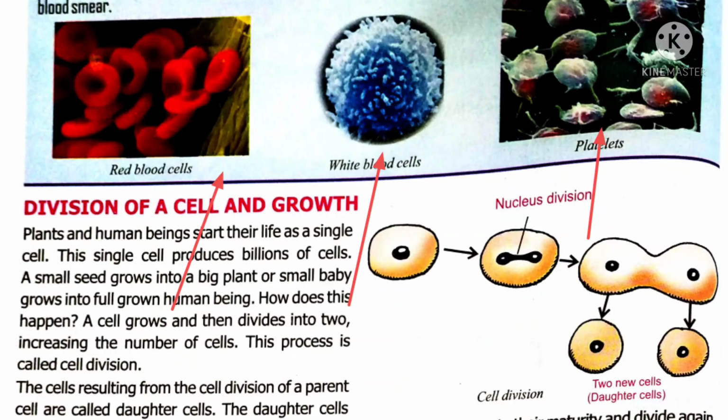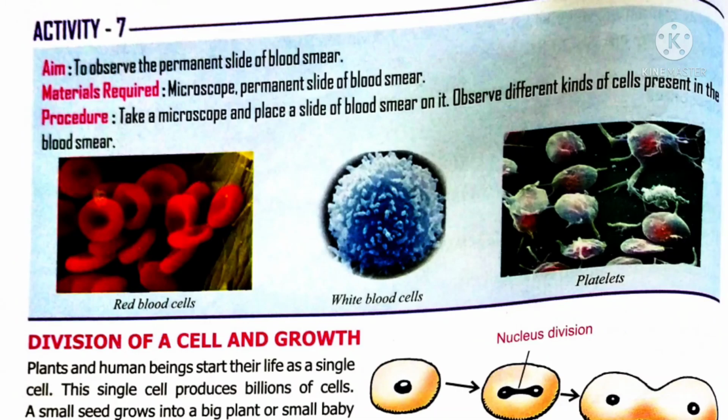Now let's move on to Activity 7, which is to observe the permanent slide of a blood smear. A blood smear is a kind of blood test, a blood film on the slide. With this, we are going to observe the components in the blood.